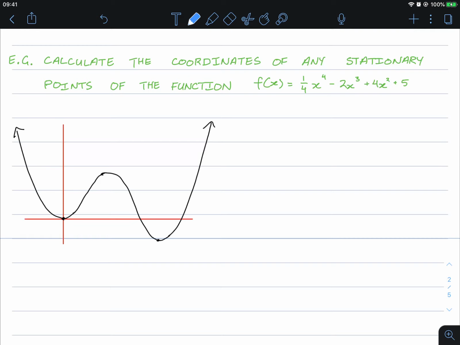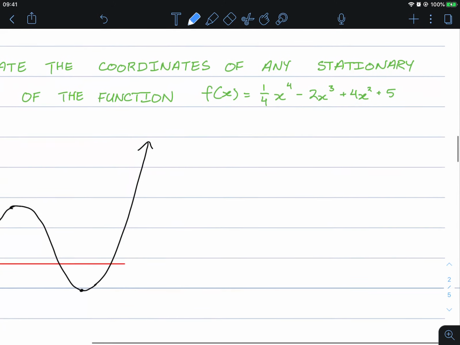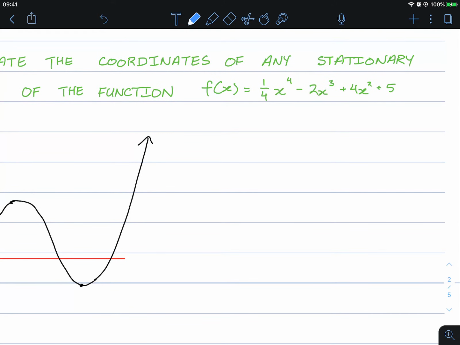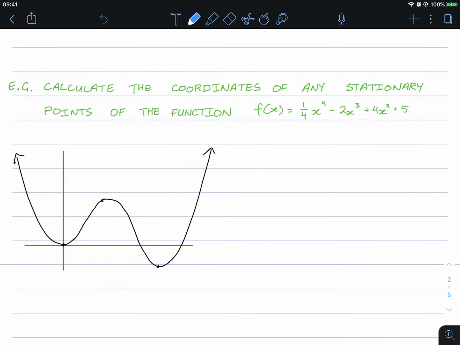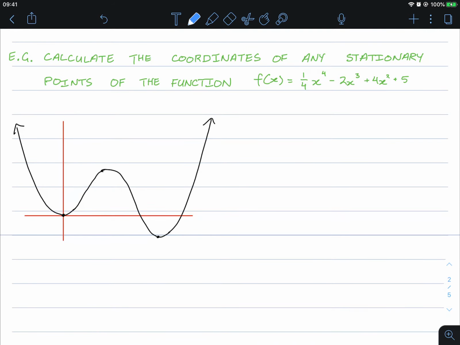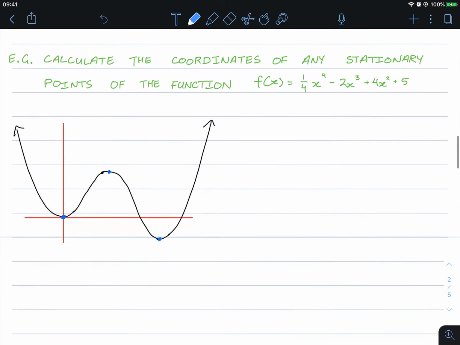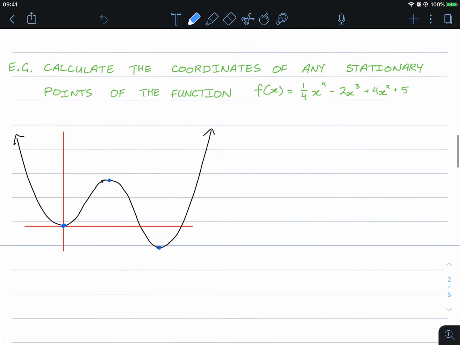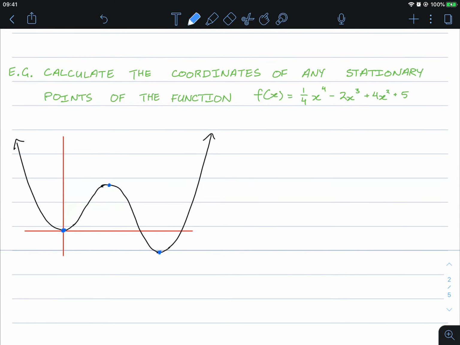Let's calculate the coordinates of any stationary points of the function f of x equals 1/4 x to the power of 4 minus 2x cubed plus 4x squared plus 5. So this is just a very quick sketch of the function. And when it asks us to find the stationary points, what we are really looking for are these turning points along here. Well, to find the x values for this, let's actually use the fact that these points have tangents that are 0 gradients.